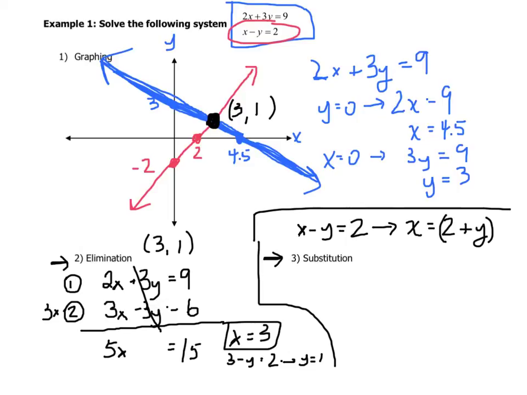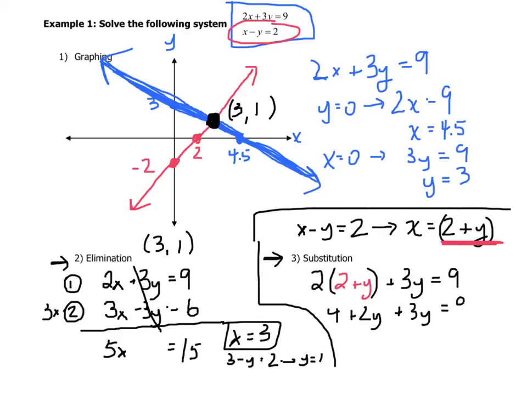So in my first equation now, I had 2x plus 3y equals 9. Hey, x is this, 2 plus y. Okay, and now I have a single variable and I can solve. 2 times 2 is 4, 2 times y is 2y, 3 times y is 3y, and 9 is 9.